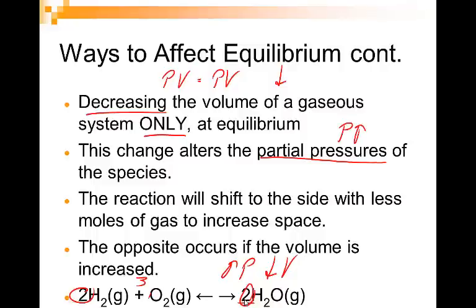The opposite is true if you increase the volume. You're going to give it more space to roam around. The reaction will shift to the side with more moles of gas, and in this case that would be the left side.